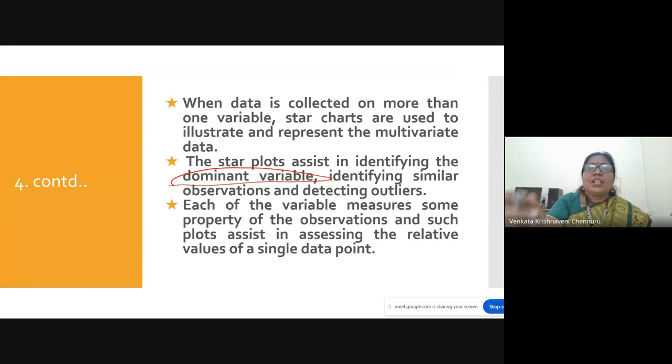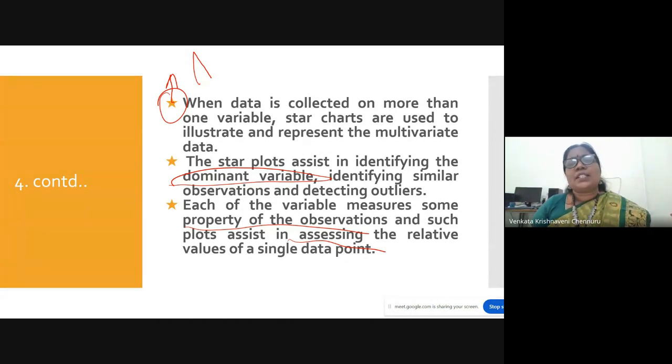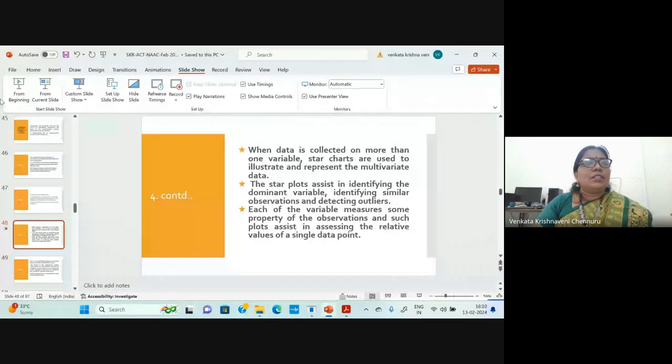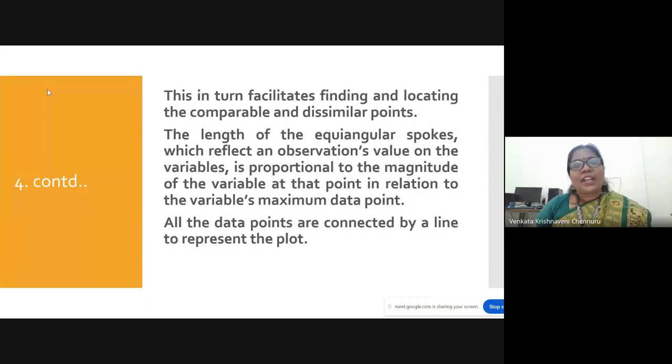Each of the variables measures some property of the observations, and such plots assist in assessing the relative values of a single data point. So based on the parameters and the values of the parameters, the length of the spokes of the star varies. Look at this star, all are equal in length. If this is the predominant variable, then this spoke will be longer. So this is how you can make use of a star according to this composite assessment. This in turn facilitates finding and locating the comparable and dissimilar points. The length of the equiangular spokes, which reflects an observation's value on the variables, is proportional to the magnitude of the variable at that point in relation to the variable's maximum data point. All the data points are connected by a line to represent the plot.